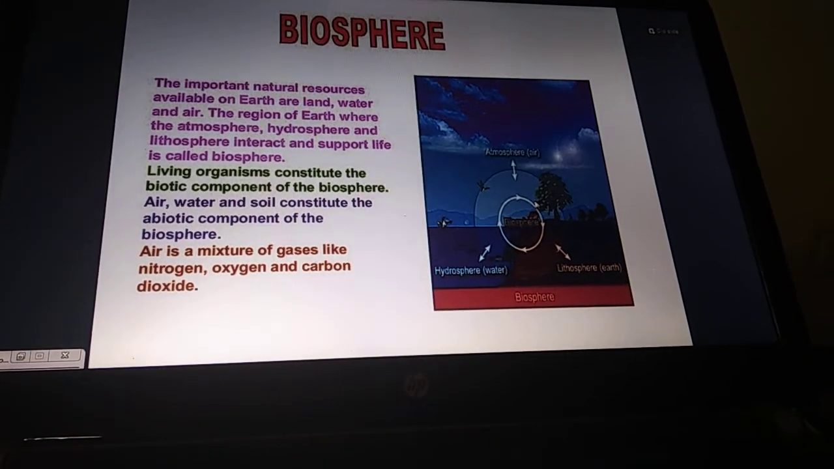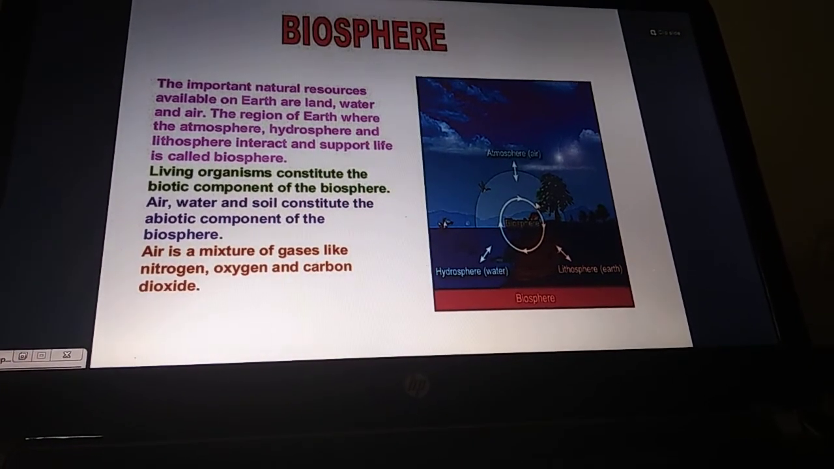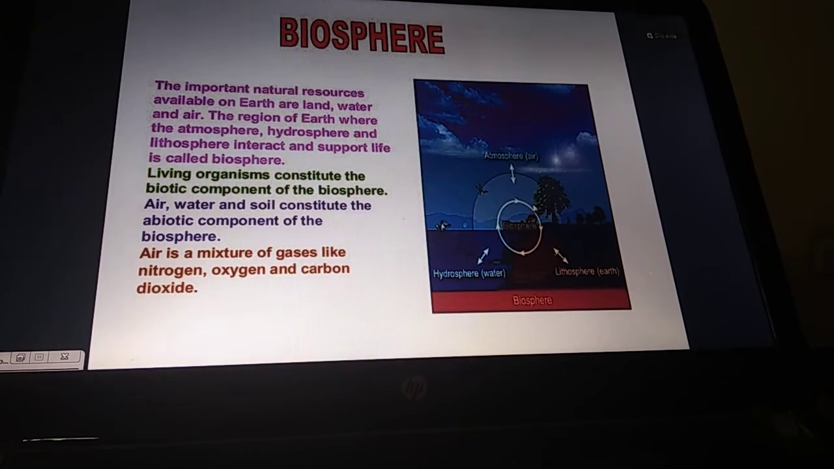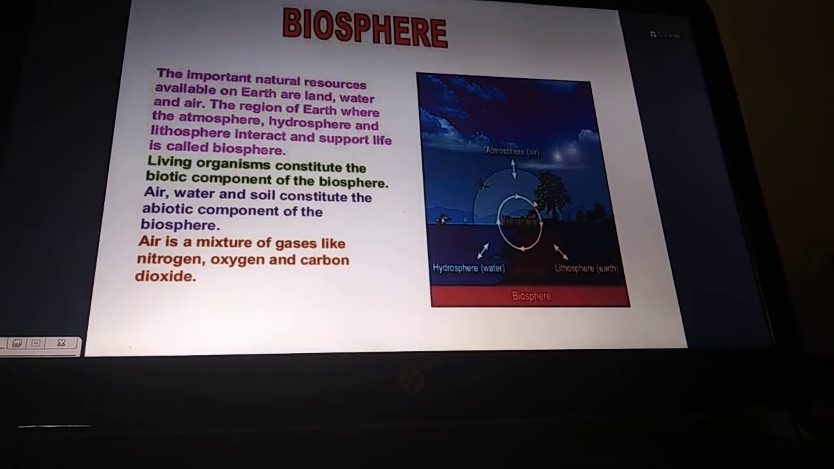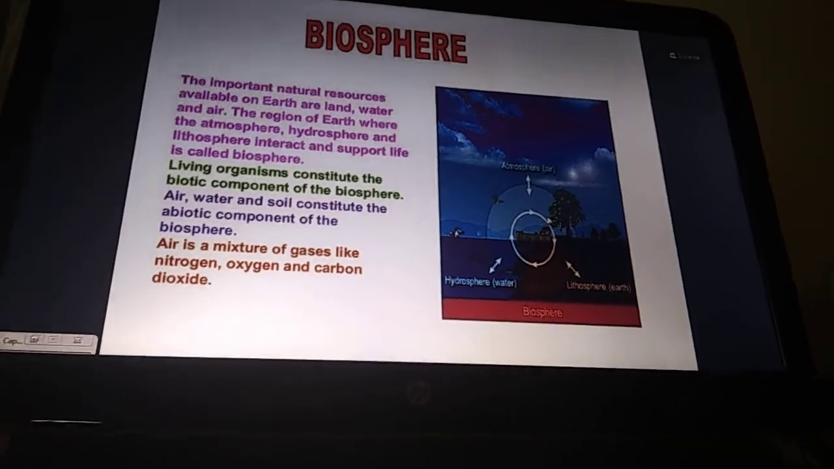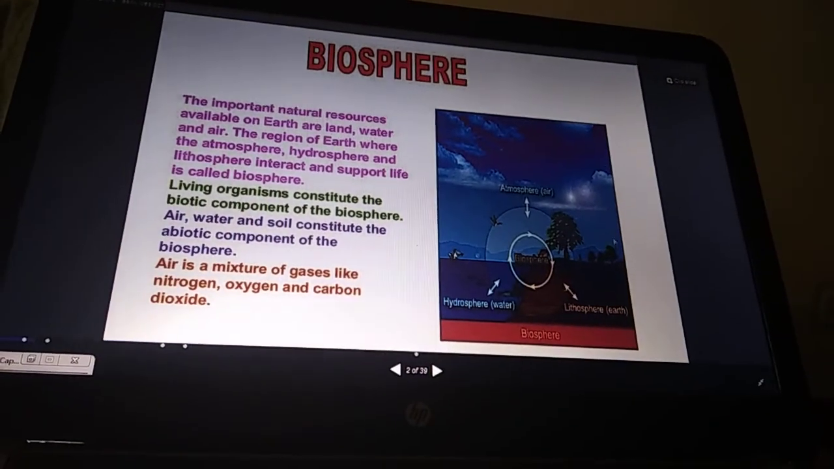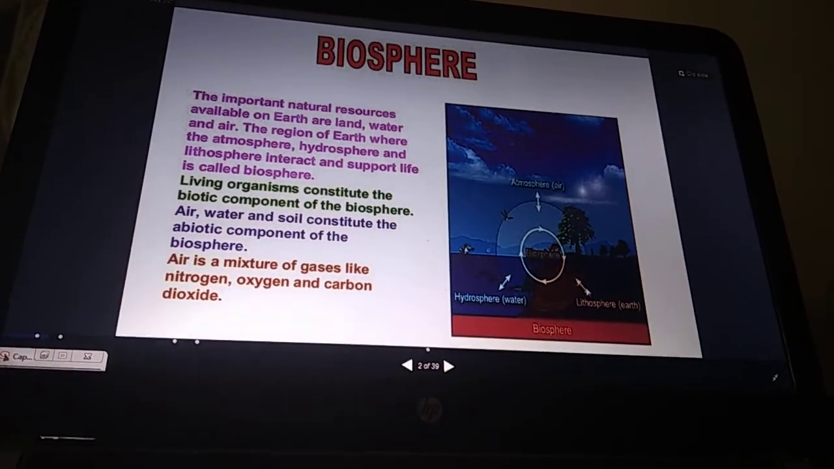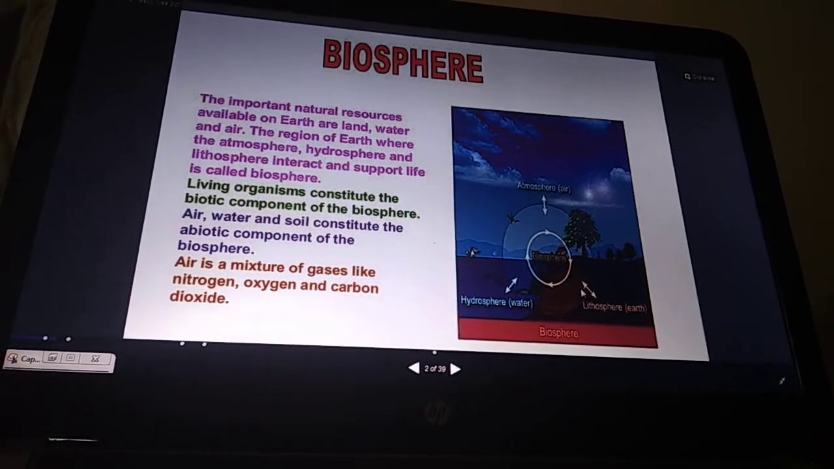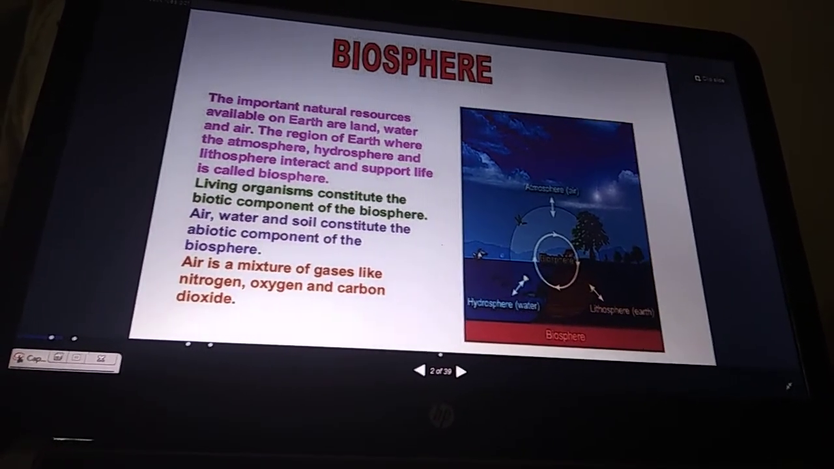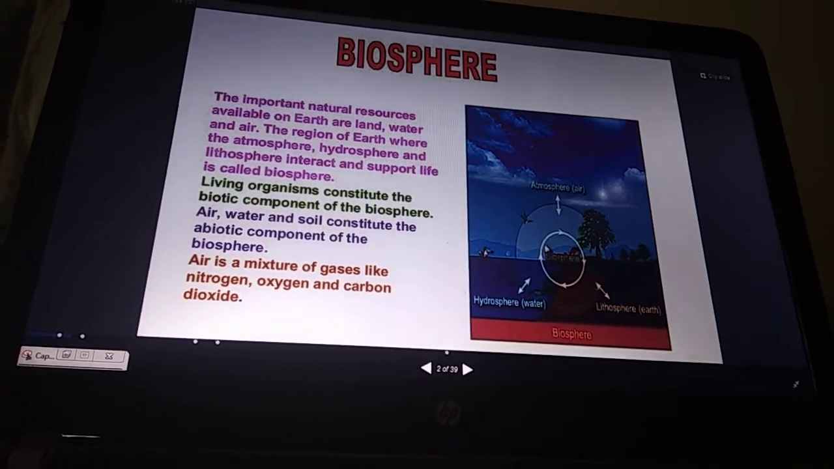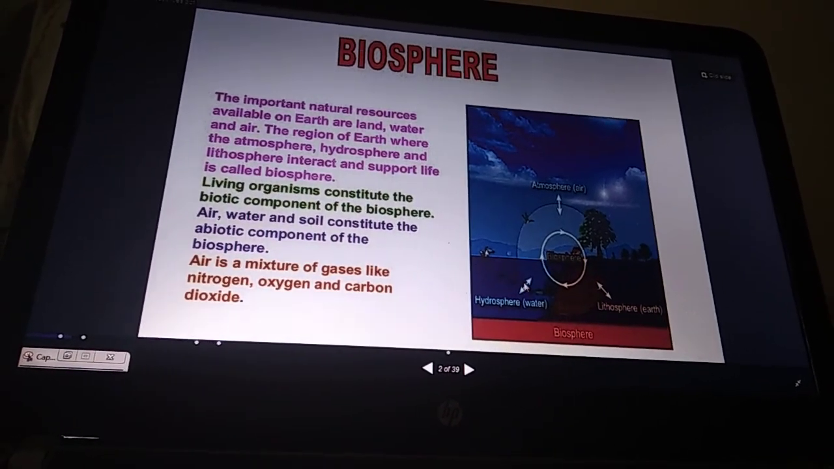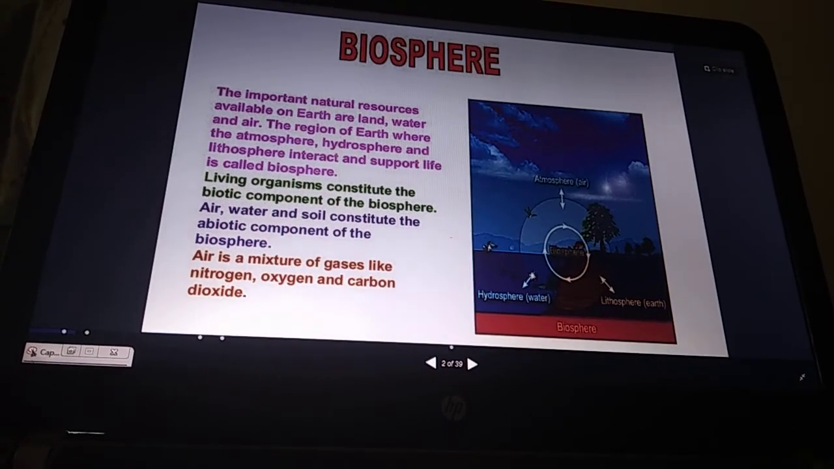Our important natural resources are land, water, air, and living organisms. The solid part or the land part of the earth is known as the lithosphere, the earth crust, that is the lithosphere, and the water portion is known as the hydrosphere. It may be on the surface of the earth or it may be underground water.